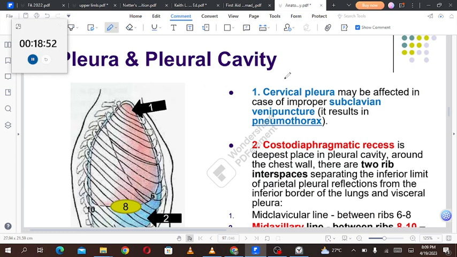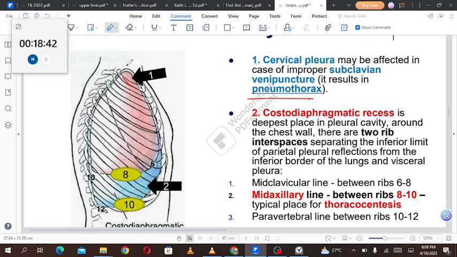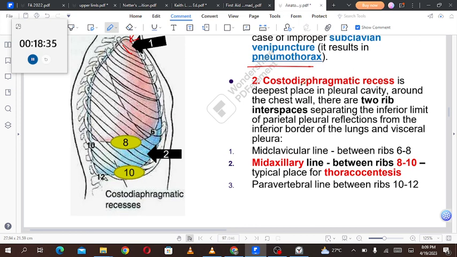Then talking about pleura and pleural cavity, number one is the cervical pleura, over here. The cervical pleura may be affected in case of improper subclavian venipuncture, resulting in pneumothorax. If a venipuncture is done over there for some procedure and you inadvertently damage the parietal pleura, it can result in pneumothorax.